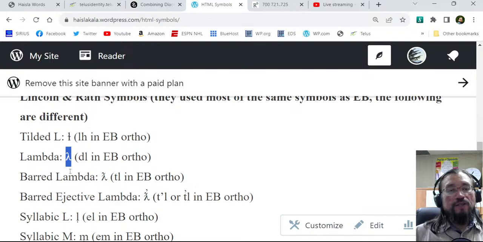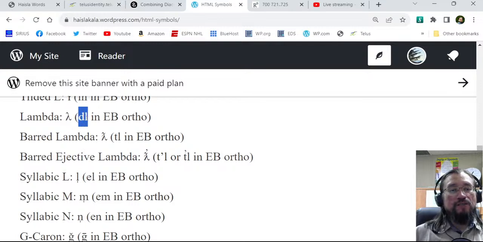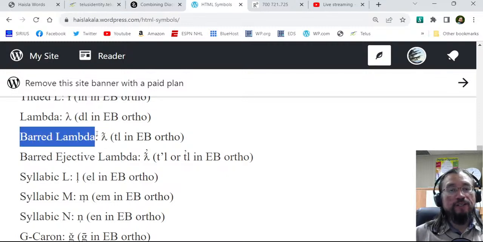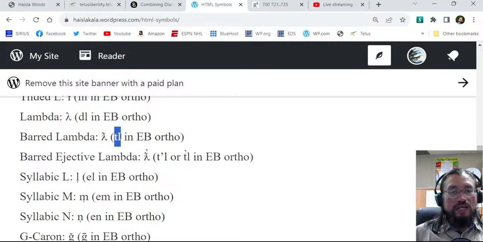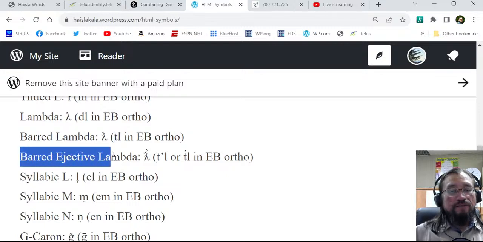They also used a symbol called the lambda, and Bach signified this with the letters DL, and this makes kind of a dl sound. If you take that lambda and put a line through the middle of it, it becomes a barred lambda, which is what Lincoln and Rath used. Bach used the letters TL, and it makes a k sound. And if you take that same combination and add an apostrophe on top, it becomes a barred ejective lambda.